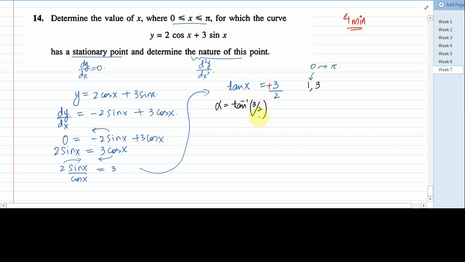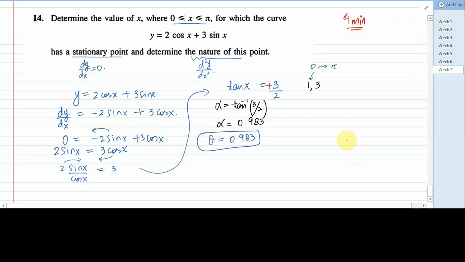You can find out the value, but make sure calculators are in radian mode. So 3 divided by 2 and inverse of tan leads to 0.983, that is your alpha. Alright, and since we are only looking at the first quadrant, theta is 0.983. Now you have the value of theta.